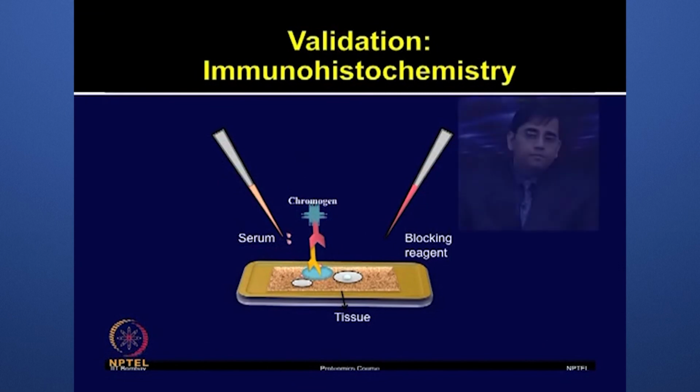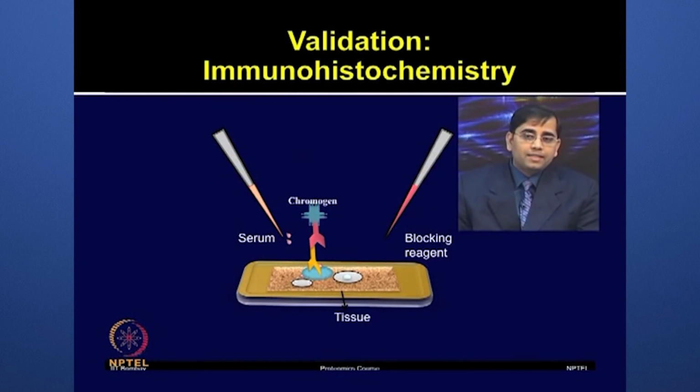Authors also employed immunohistochemistry or IHCs for validating the pigment epithelium derived factor PEDF and zinc alpha 2 glycoprotein, so that they are very confident that the proteins which they have identified from the proteomic profiling are real, and they also tested those on independent tissue samples.